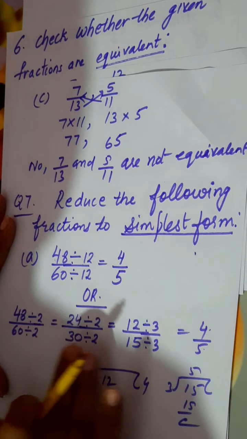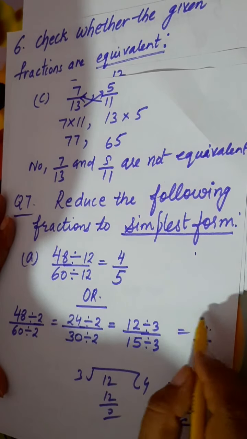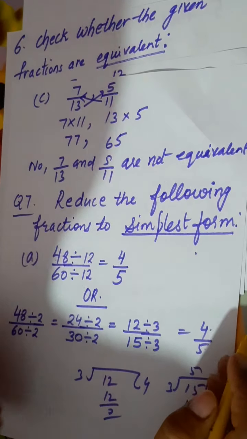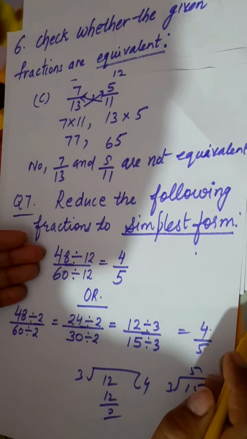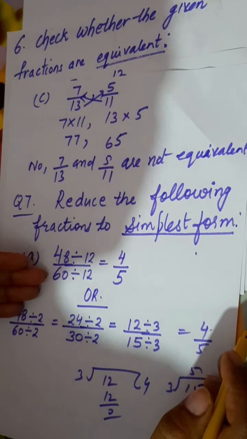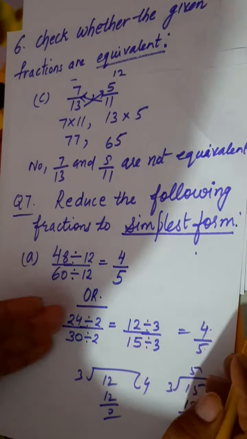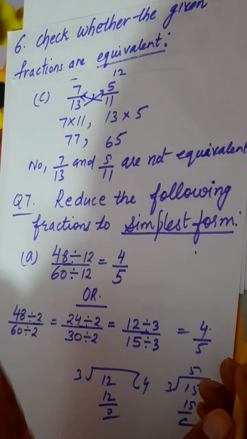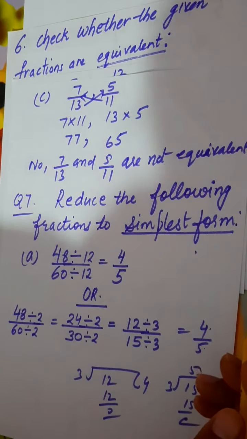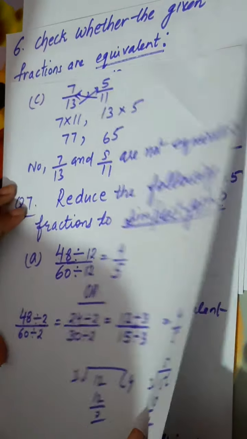So in this way, in these steps, I will get the same answer. So it's up to you. You can directly divide the number by the HCF of numerator and denominator, or you can divide the number by steps. But at the end, the answer will be the same. So this is your A part.